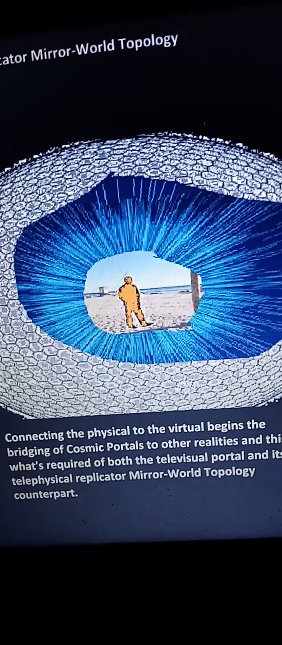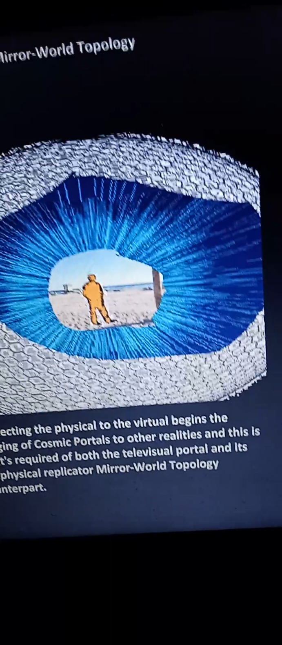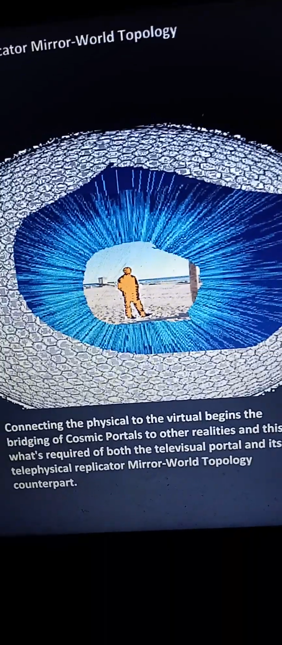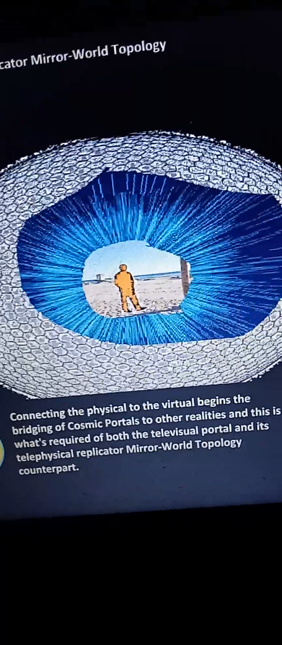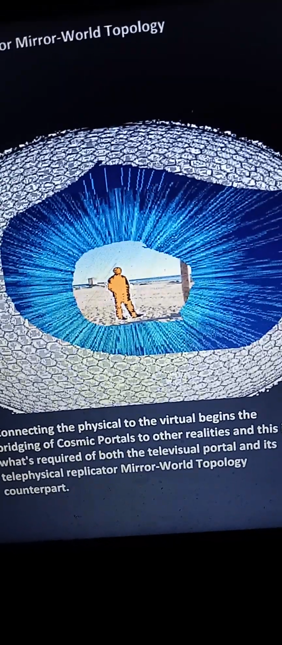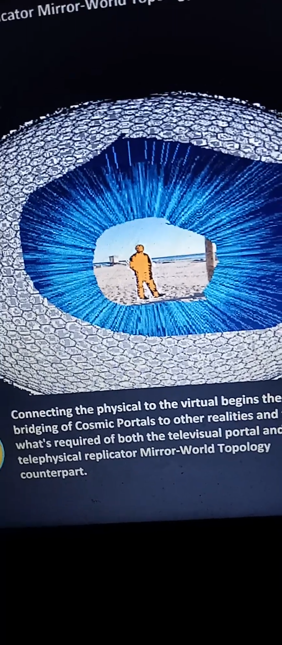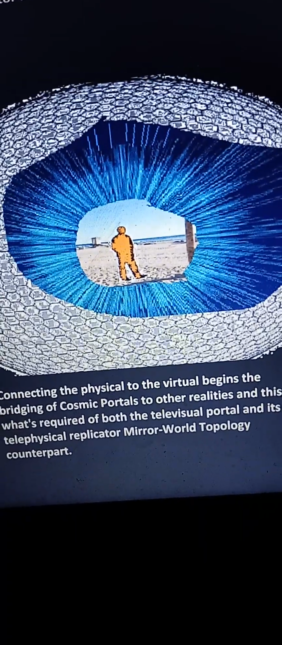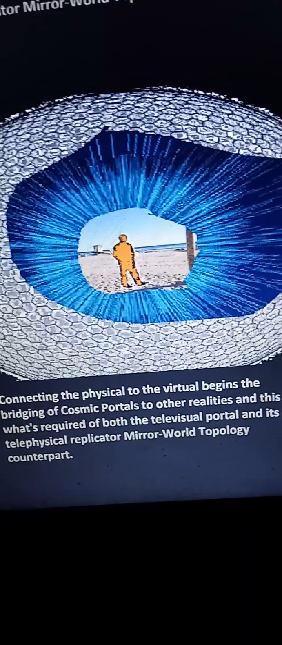But here, connecting the physical to the virtual begins the bridging of cosmic portals to other realities. And this is what's required of both the televisual portal and its telephysical replicator mirror-world topology counterpart. These atomic-sized pins that reach in an inverse square relationship to a single atom to replicate it from a single point outward, to scan into a single point and replicate to a single point outward.